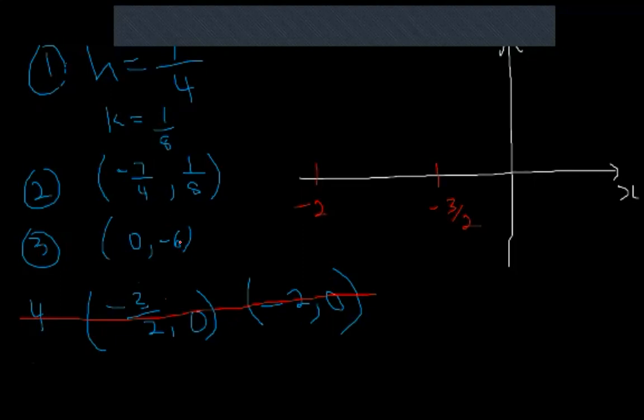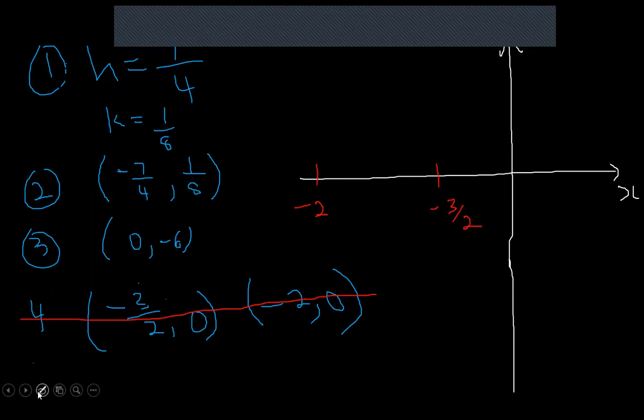Next, I need to plot my y-intercept. And I said that the y-intercept is 0, minus 6. So what I need to do is find minus 6 on my y-axis. Let me just say that this right here is minus 6. So I already plotted that.